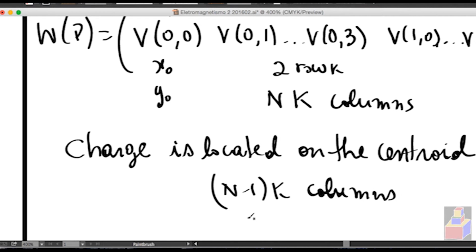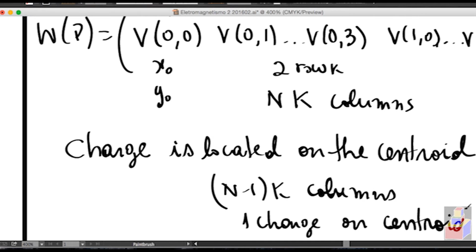If one charge is on the centroid, right? So I have to make a small logic to say, well, is there a charge in the centroid? Yes. Don't calculate any potential for that charge, just for the remaining charges. Okay?